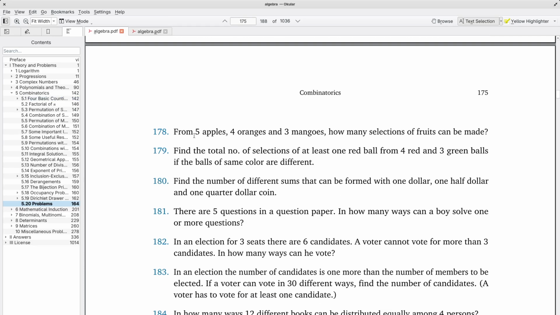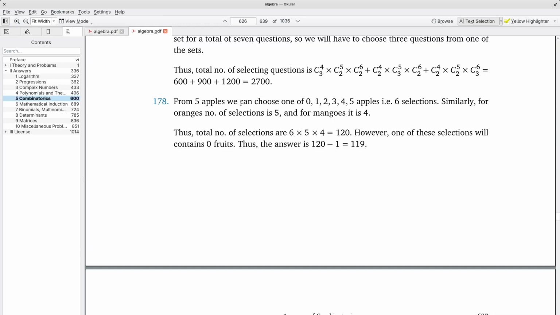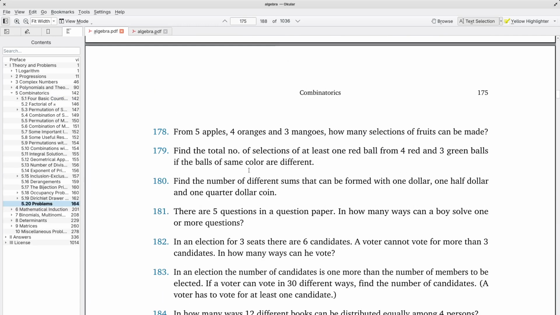Question 178 says that from 5 apples, 4 oranges, and 3 mangoes, how many selections of fruits can be made? So from 5 apples, we can choose 0, 1, 2, 3, 4, 5. There is 6 selections. Similarly, for oranges, number of selections is 5, and for mango, it will be 4. The total number of selections is 6 multiplied by 5 multiplied by 4, that is 120. However, one of these selections will contain 0 fruits, thus the answer is 120 minus 1, that is 119.